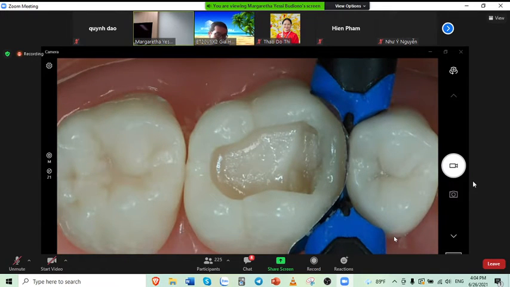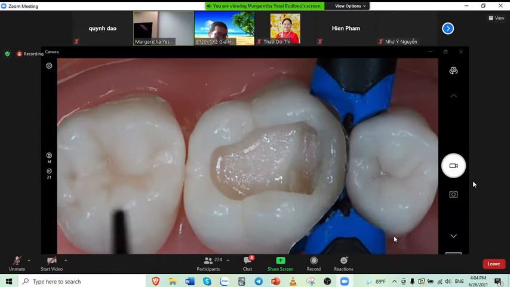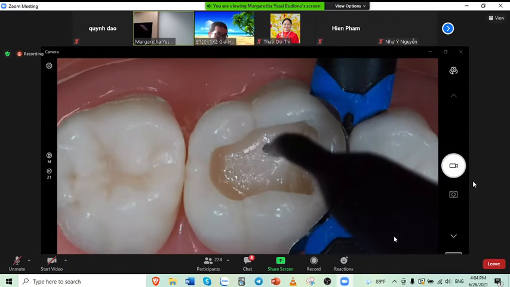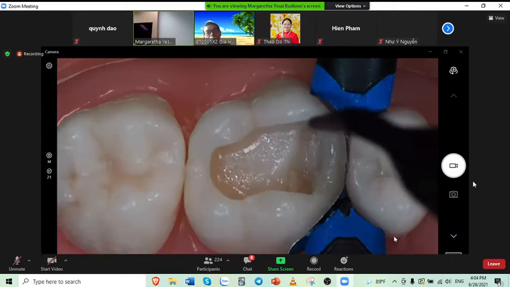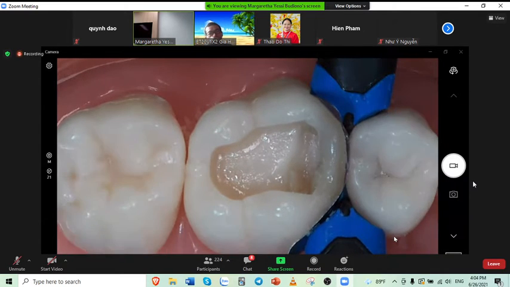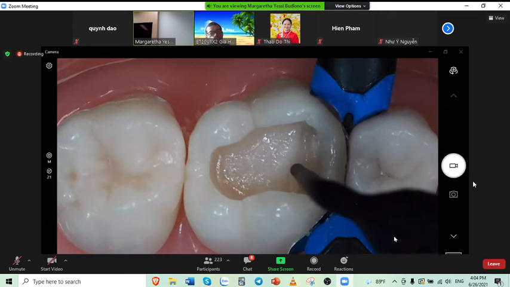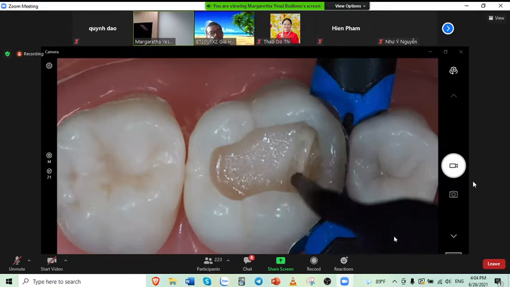Okay. And I will start the application of FX flow. Now, depending on the depth of your cavity, if you use the dentin shade and it's deeper than 2 mm, then you might want to apply it in incremental way. Otherwise, you can use bulk shade here. But here I use dentin shade, so I just apply it directly because my cavity is not that deep.